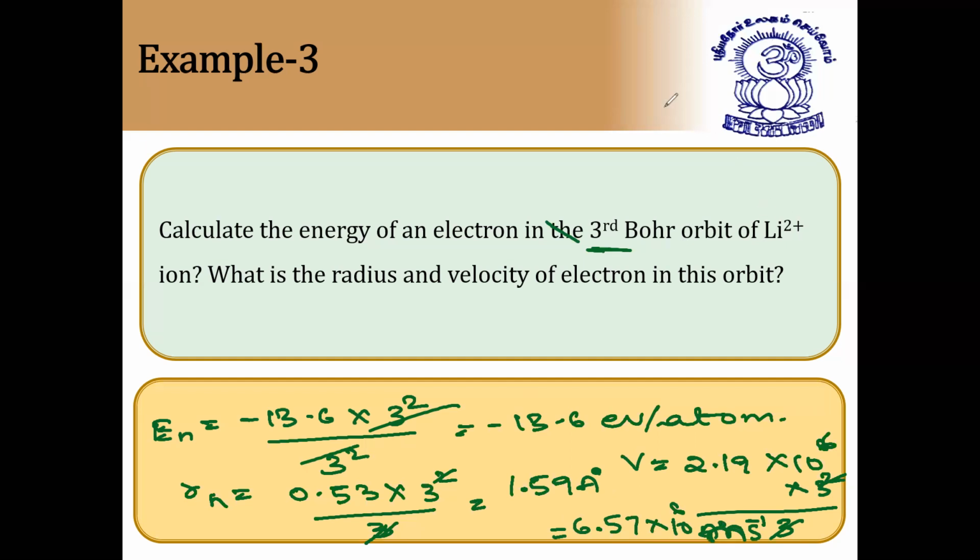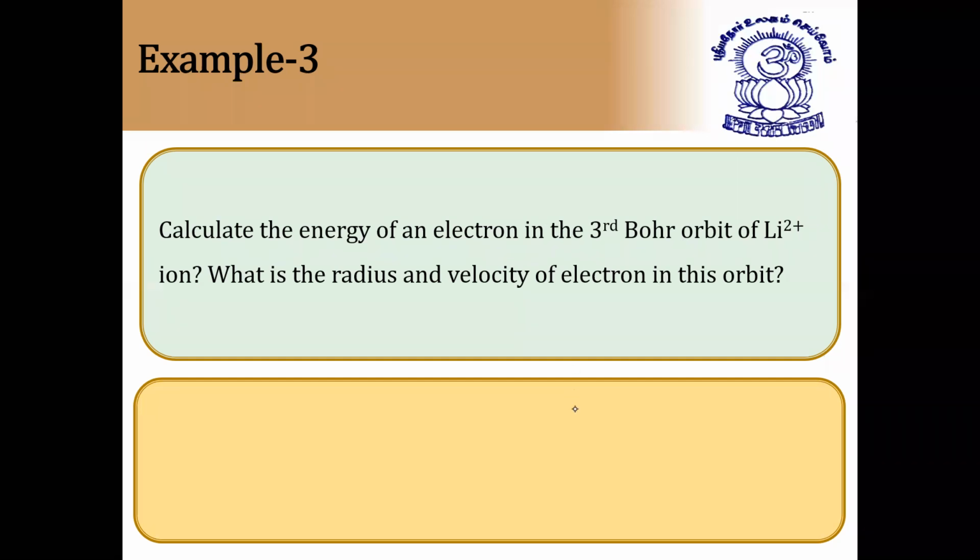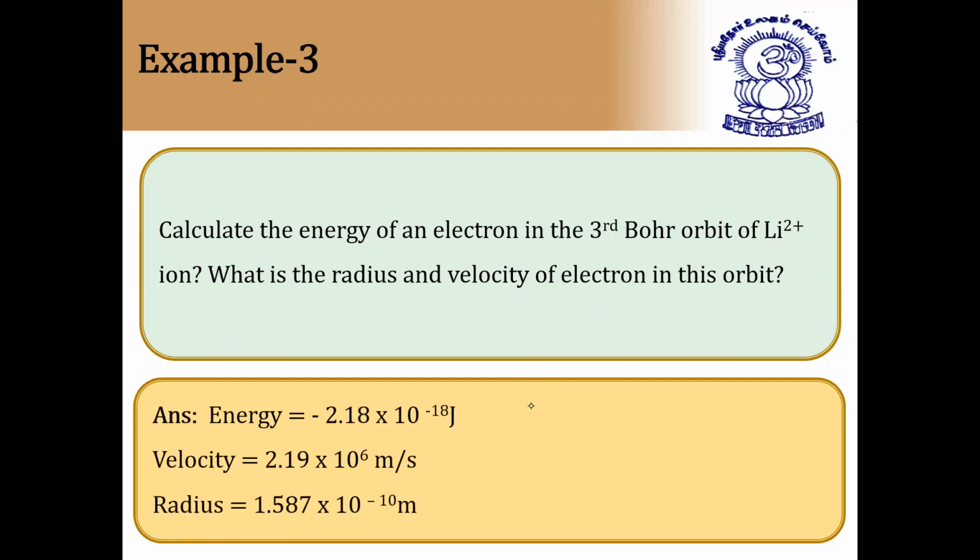Now we'll check the answers. Because energy we got is 13.6 in electron volt, here they have given in joules, that is 2.18 into 10 to the power minus 18 into Z square by n square. Z square is 3 square, n square is also 3 square, both get cancelled. Velocity is 2.19 into 10 to the power of 6 meters per second, and radius is 1.587 into 10 to the power of minus 10 meters. The velocity value is by Z only, but they have taken Z square. So this velocity value is wrong. It is 6.57 into 10 to the power of 6.